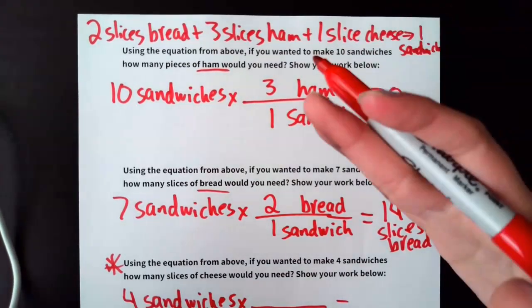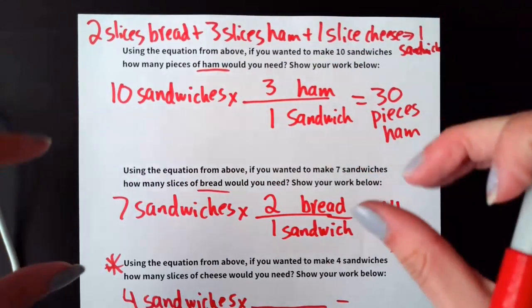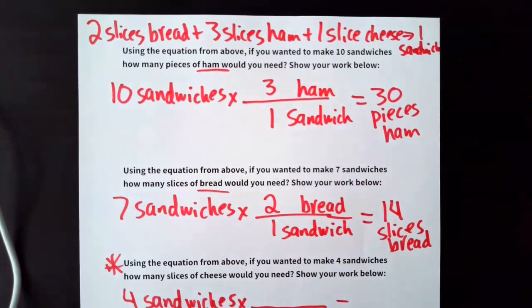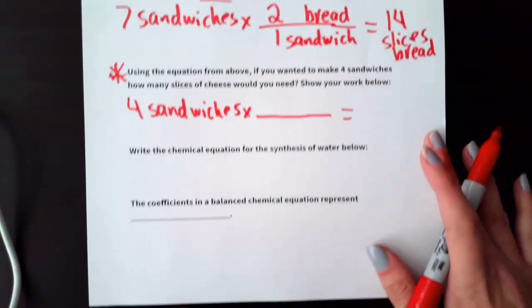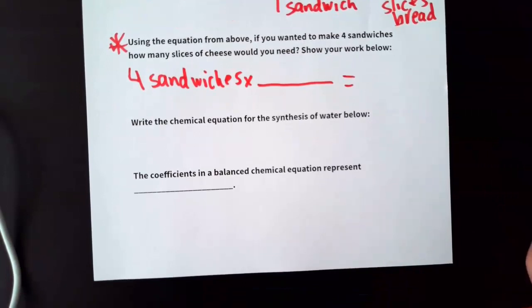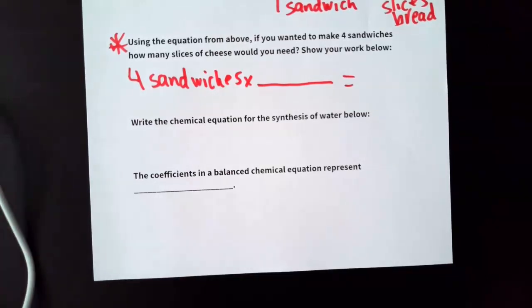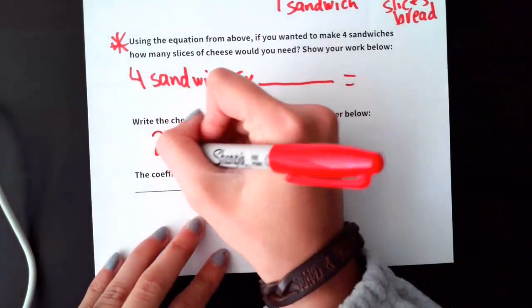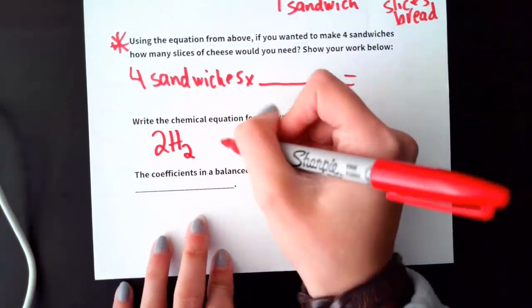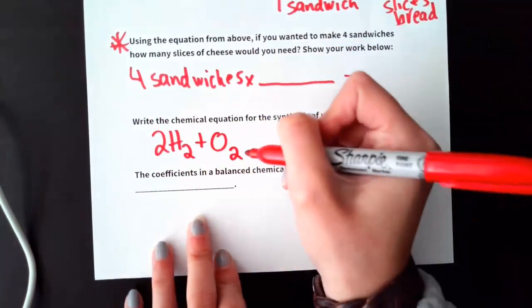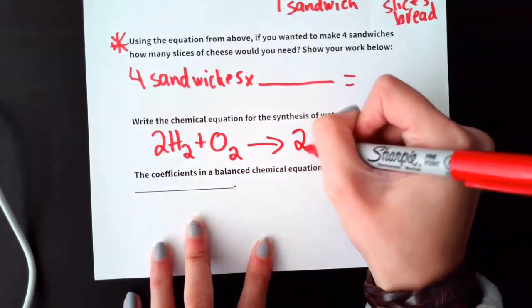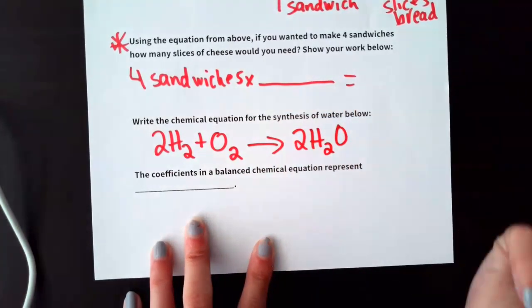That's a practical sense of how we can use our conversions in order to figure out, well, what do we need to actually make a sandwich? But then we can also use these in a chemistry sense, all right? So write the chemical equation for the synthesis of water below. So that equation is 2H2 plus O2 gives you 2H2O, all right?